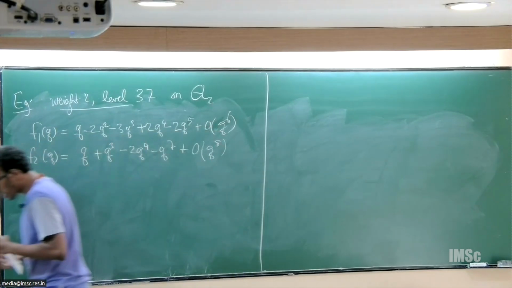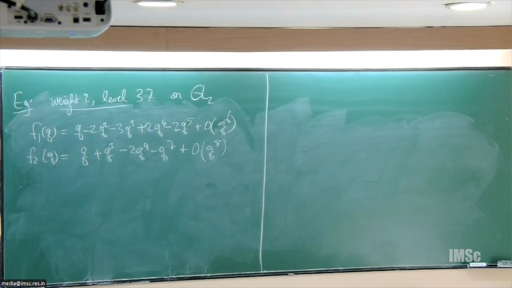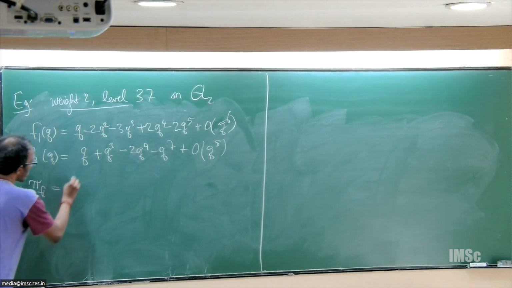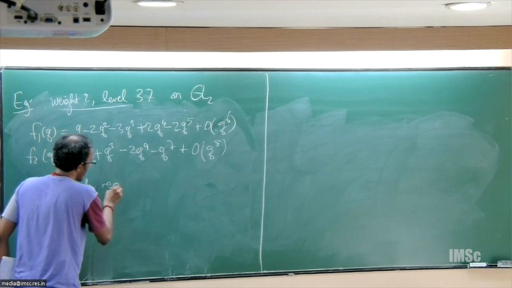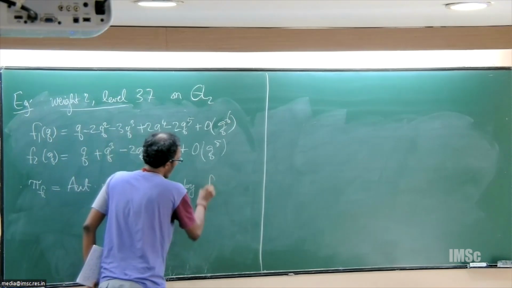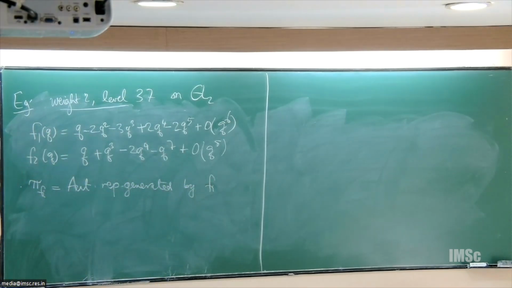So these are two q-expansions of modular forms of weight 2 and level 37. I can look at the automorphic representations generated by them. So let π_{f_i} be the automorphic representation generated by f_i.